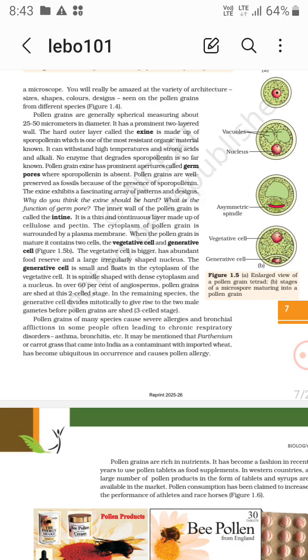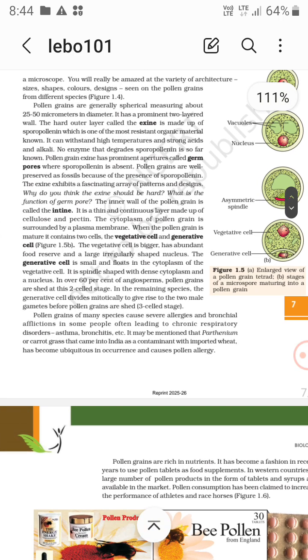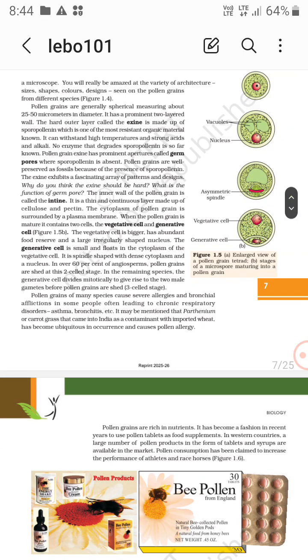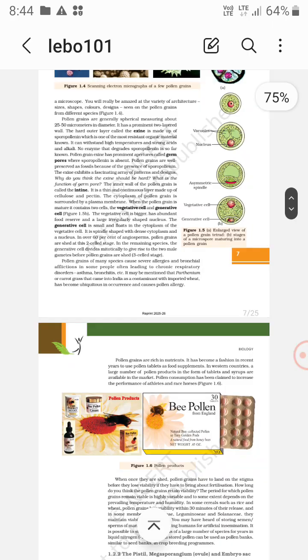In over 60% of angiosperms, the pollen grains are shed at the two cell stage, and in the remaining, the generative cell divides mitotically to give rise to the two male gametes before pollen grains are shed. So pollen grains are shed at the three cell stage for pollination on the stigma. In 60% of angiosperms, pollen grains are shed at the two cell stage.